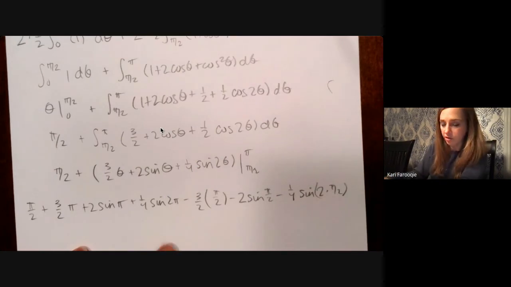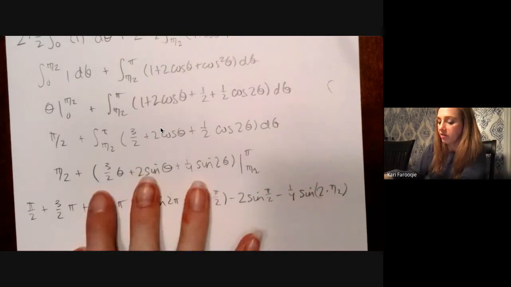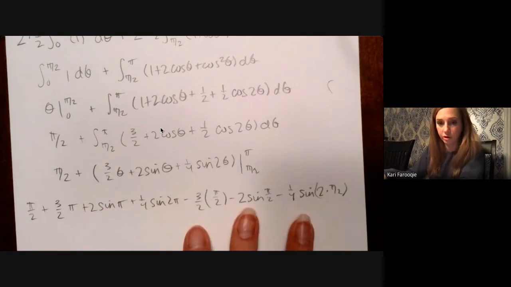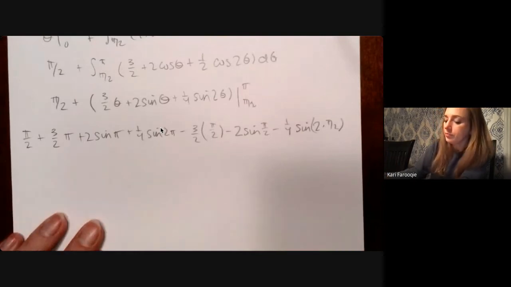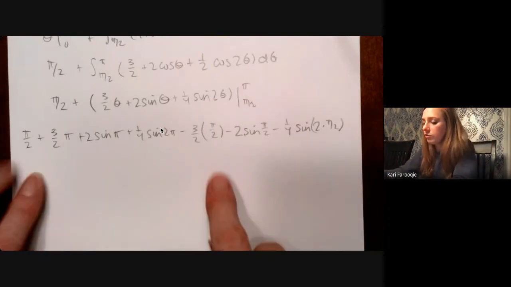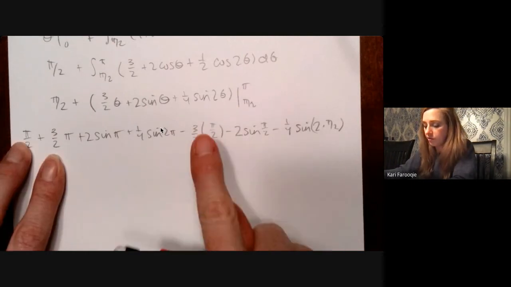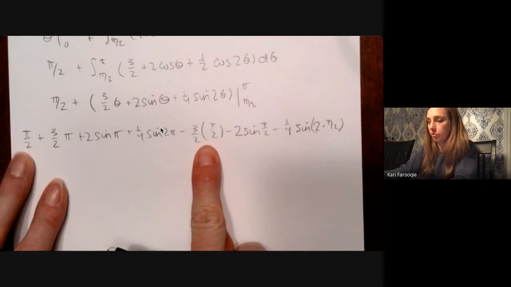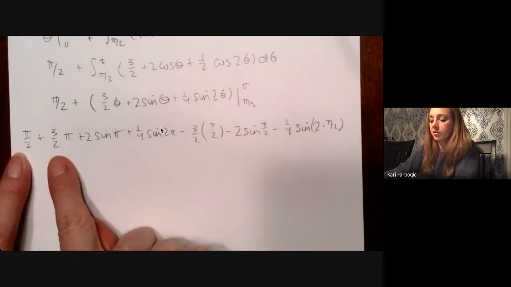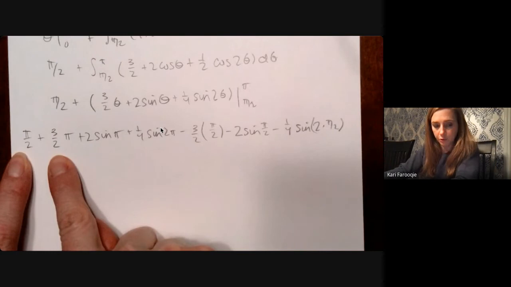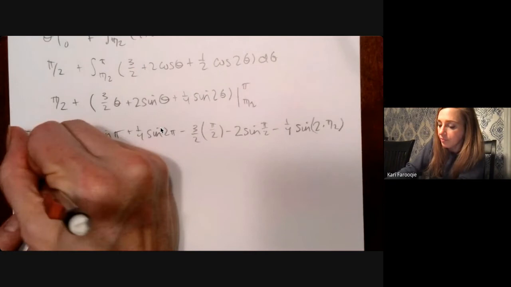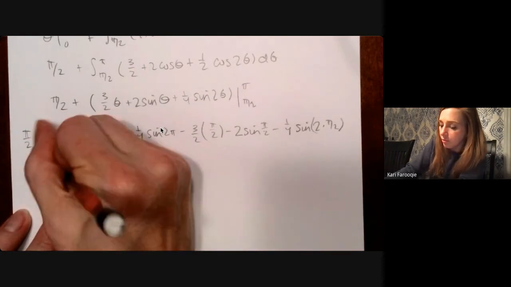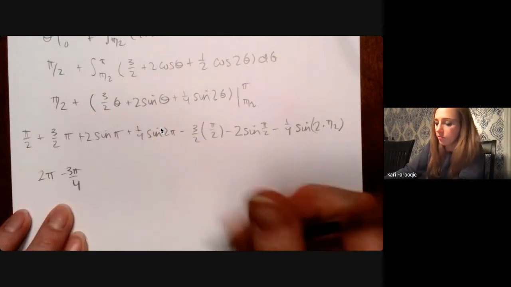Check all your signs just to make sure they're correct. So these were all positive, so we're positive here, and then these should all be negative using the FTC. Go ahead and start combining. If you're noticing here that you have 1/2 plus 3/2 and then minus 3/4, you can go ahead and combine those together. So 1/2 plus 3/2 is 4/2, which is 2. So you're going to have 2 pi and then minus 3 pi over 4. You can do that in another step if you'd like.